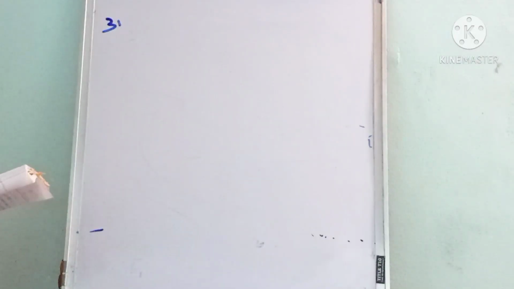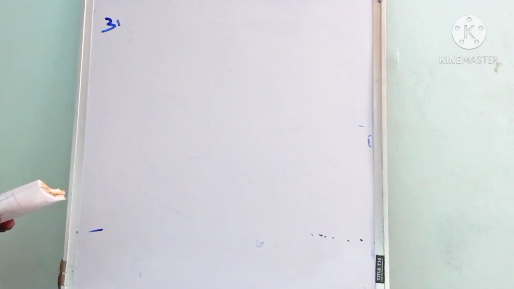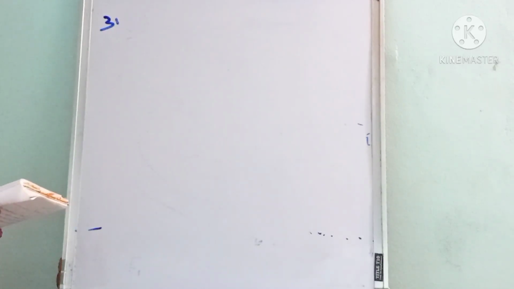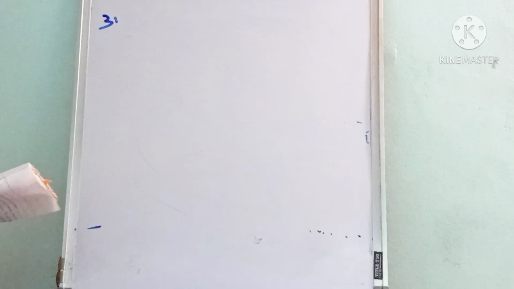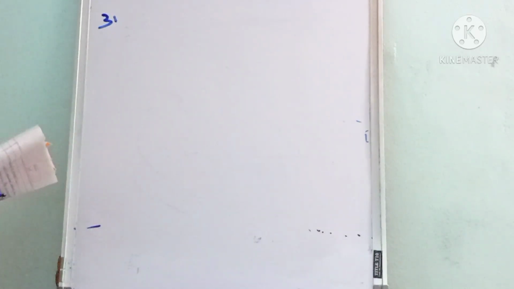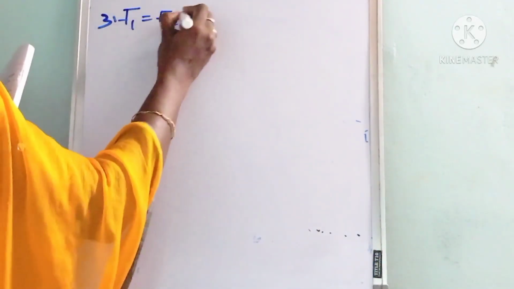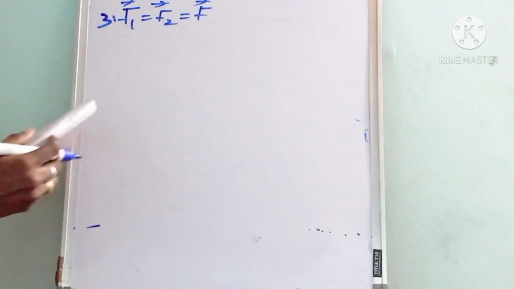Next, the third question is: the resultant of two equal forces acting at right angles to each other is 14 Newton. Find the magnitude of either force. That is the question. Here the two forces are equal, that is F1 equal to F2, taken as F.